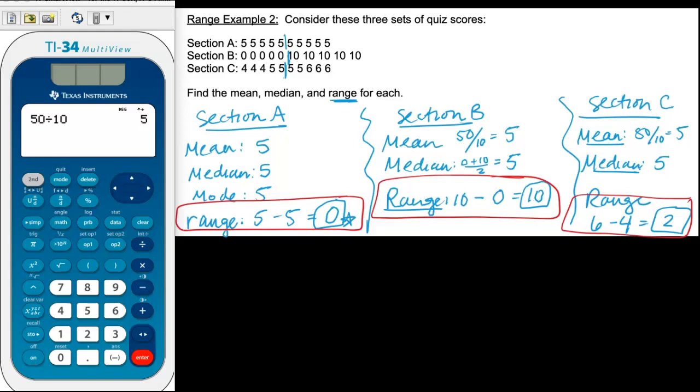And then section C, a range of 2 means I would say those students did similarly to one another. And you can see that we've got 4, 5, and 6. So those scores were closer together than in section B, where they were spread farther apart. So that range really describes the spread of the data, where the mean and the median don't.